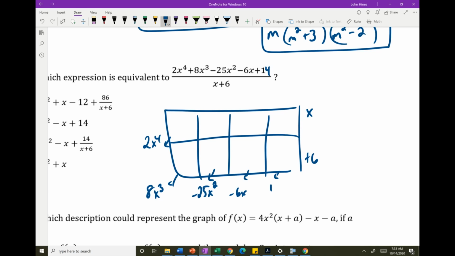I believe that's a 14. I don't know why it didn't copy over. That's okay. So we push the first term in and we say, self, what times x is 2x to the fourth? Well, 2x cubed. 2x cubed times 6 is 12x cubed. But I need 8. What in 12 gives me 8? Well, I need negative 4 of them. So negative 4x squared times 6 is negative 24x squared, right? Multiply. I need another negative 1 to get to negative 25.